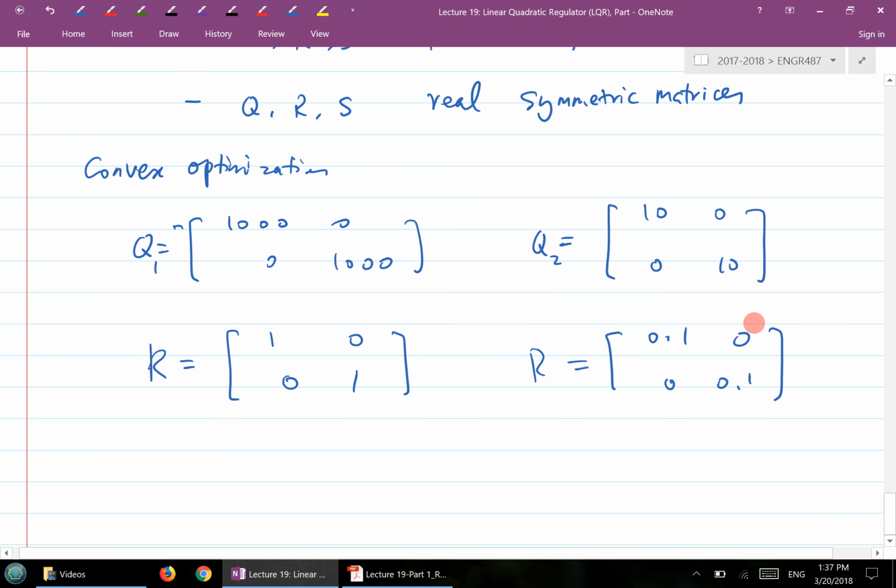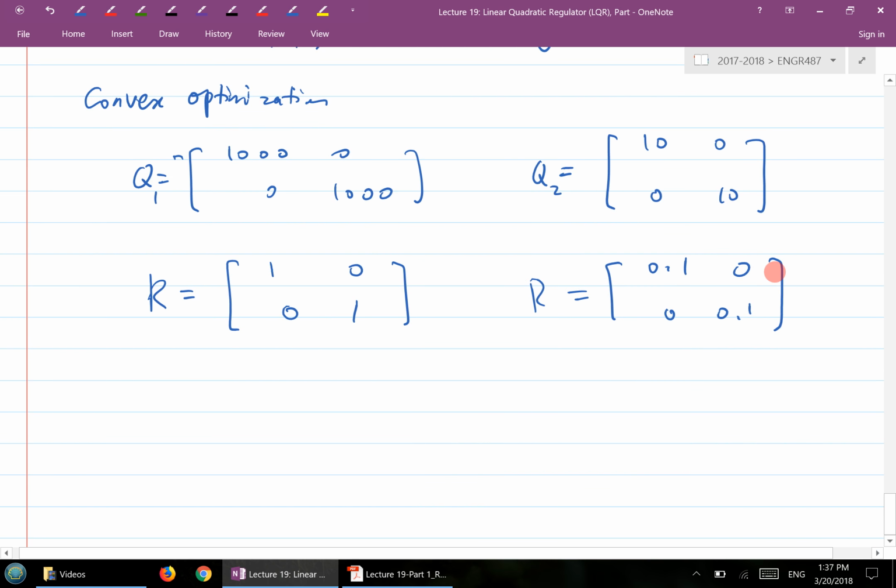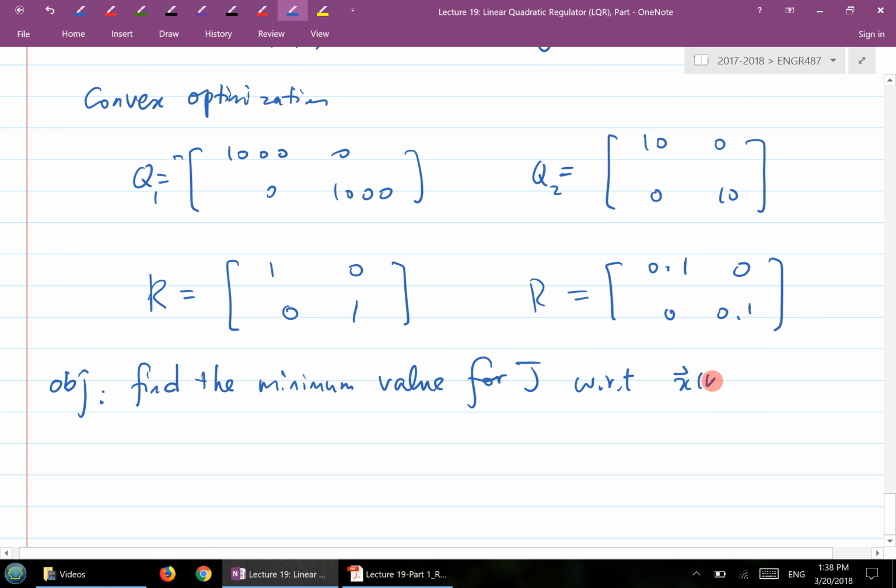So now finally, what's my objective now, right? The objective here is to find the minimum value for J with respect to the state vector X and control input U. So basically that's what we're trying to find here, and the solution, right?